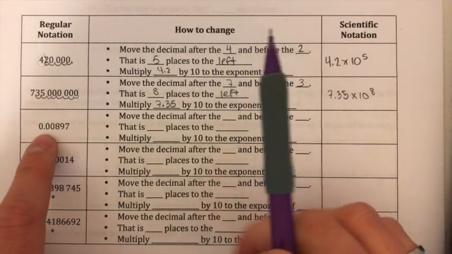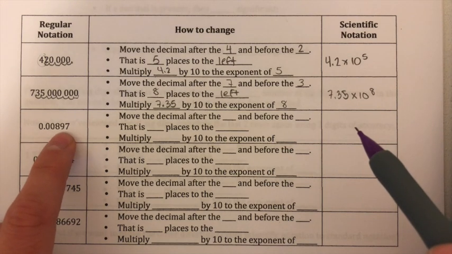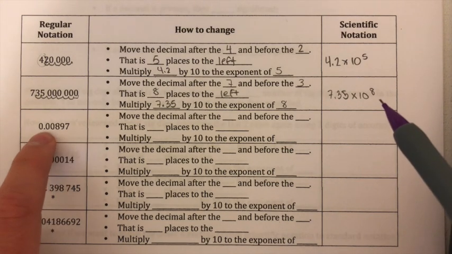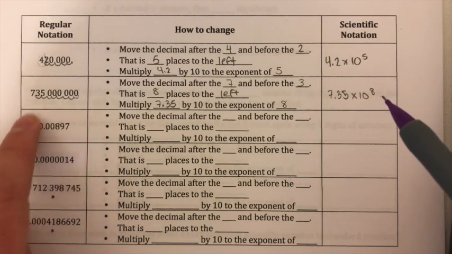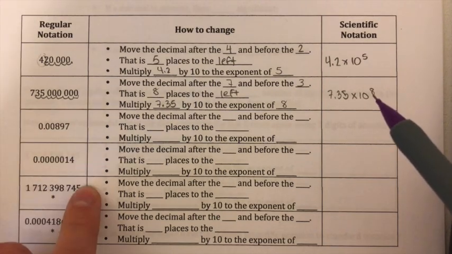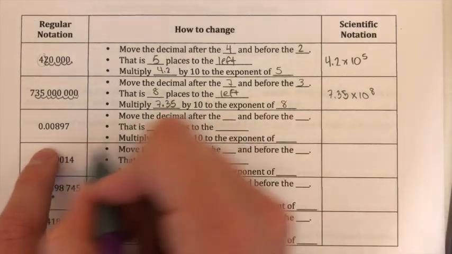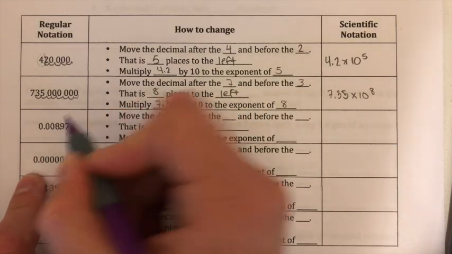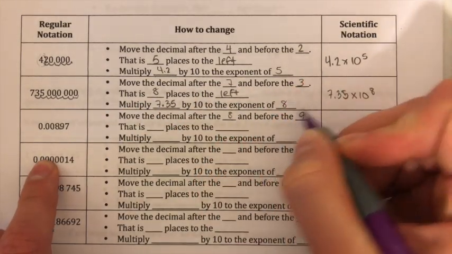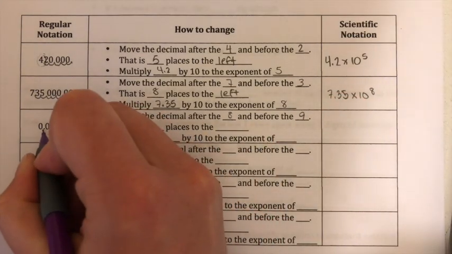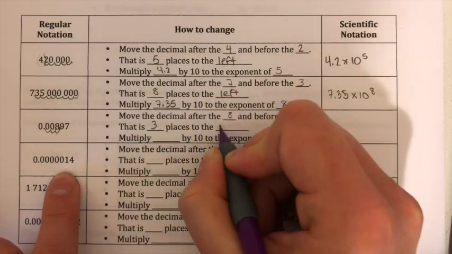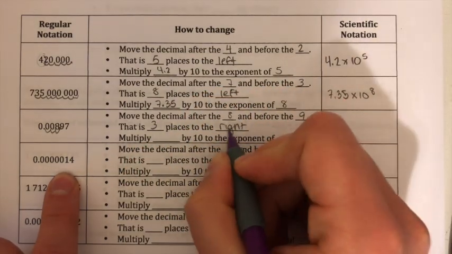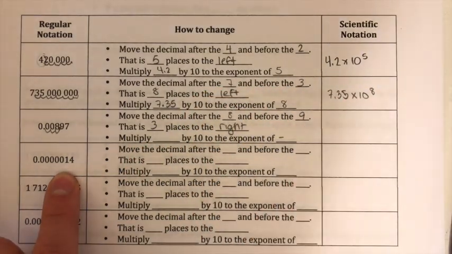Our next one is 0.00897. This time we're going to be moving the decimal to the right, which means that we're dealing with a small number, which we are. Move the decimal after the 8 and before the 9 is where we want it to end up, so that it's between 1 and 10. That would be 1, 2, 3 places to the right. Because we're moving to the right, we know that our exponent is going to be negative.